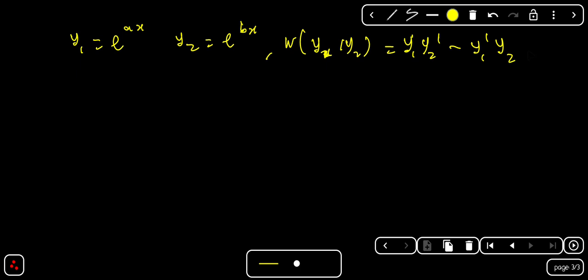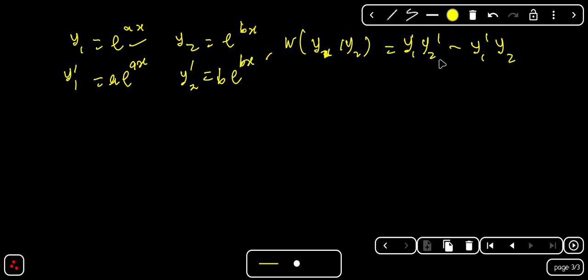Now that is beautiful. Now let's find y1 prime. What does y1 prime mean? That is the derivative of this function with respect to x. So we differentiate e raised to the power of ax with respect to x. Since a is a constant here, that gives us a e raised to the power of ax. And the other one, if we differentiate y2 with respect to x, that gives you b multiplied by e raised to the power of bx.